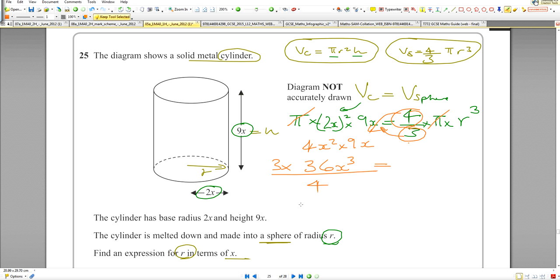Are we happy with that so far? So the divide by 3 comes up here on the left hand side, and the times by 4 comes down here. The intention is to get r cubed on its own for the moment. That's been cancelled and that's moved. Are we happy with that so far? Now, what is 36 divided by 4? If you start cancelling that down, 9. Divide that by 4 is 1. Divide that by 4 is 9. What's 3 times 9? 27.